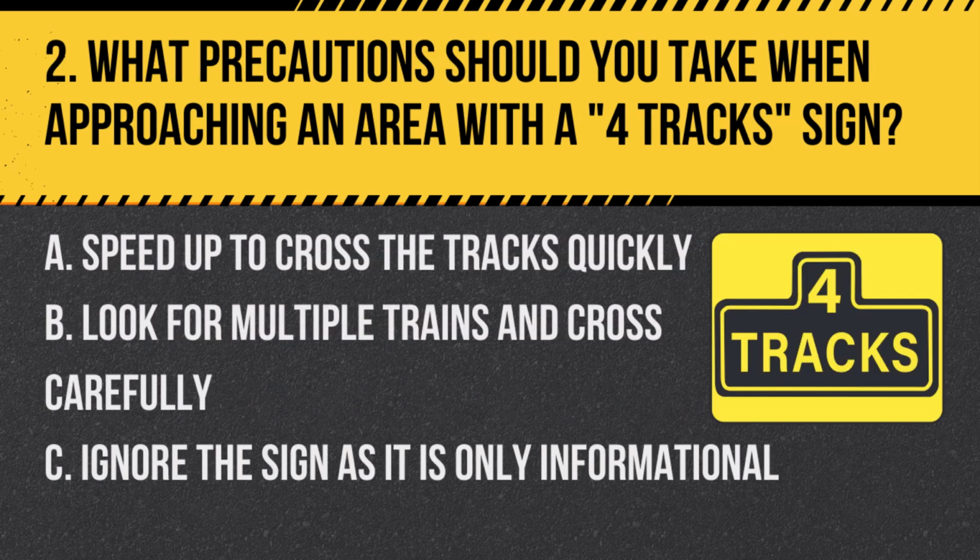Question 2. What precautions should you take when approaching an area with a 4-track sign? A. Speed up to cross the tracks quickly. B. Look for multiple trains and cross carefully. C. Ignore the sign as it is only informational. Answer. B. Look for multiple trains and cross carefully. This sign indicates the presence of multiple railway tracks, requiring extra caution and vigilance for trains from either direction.